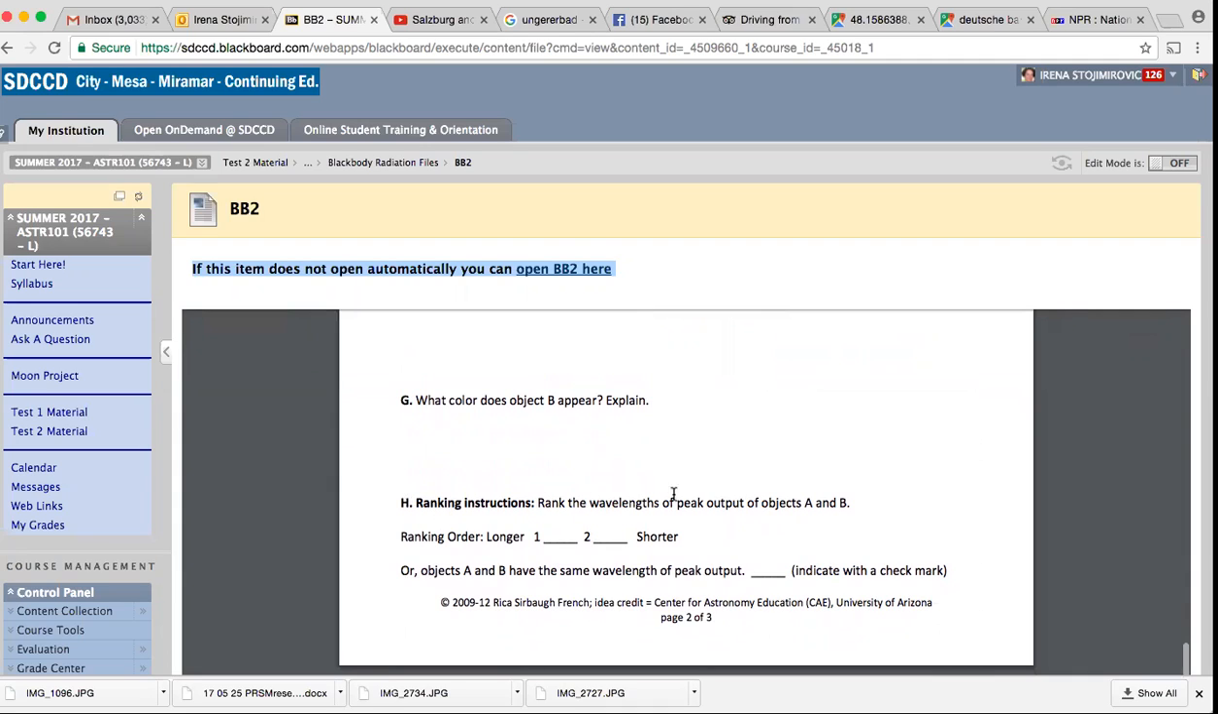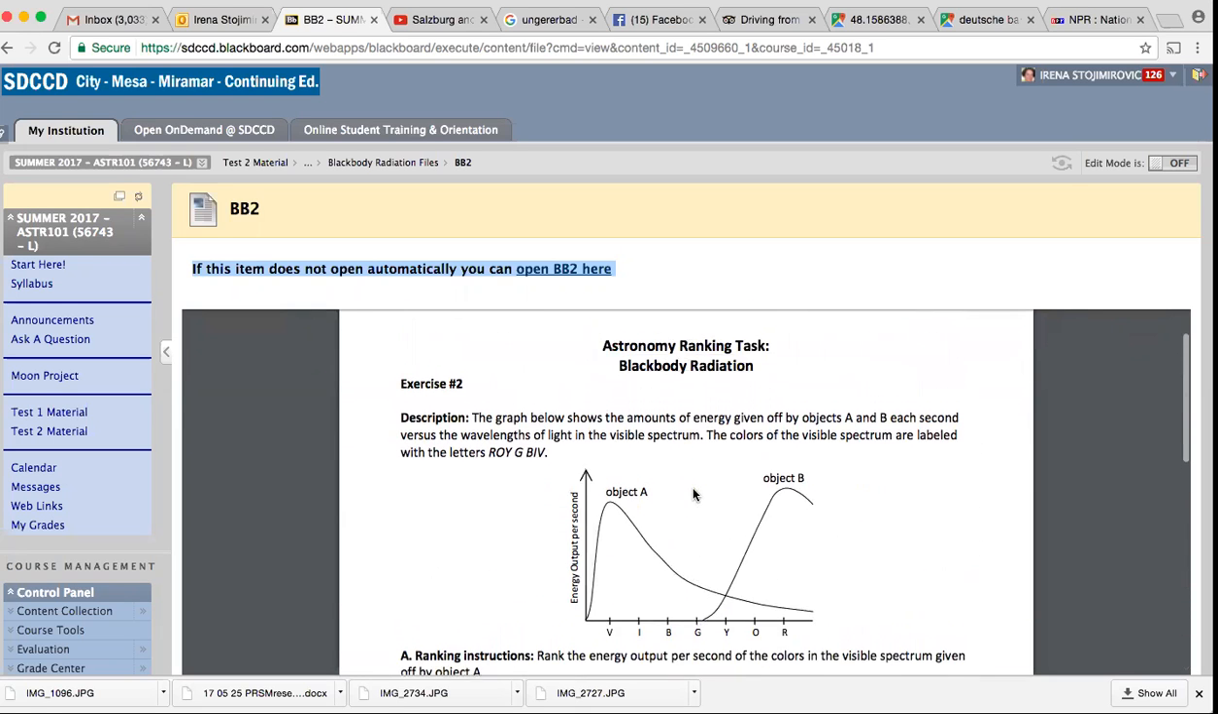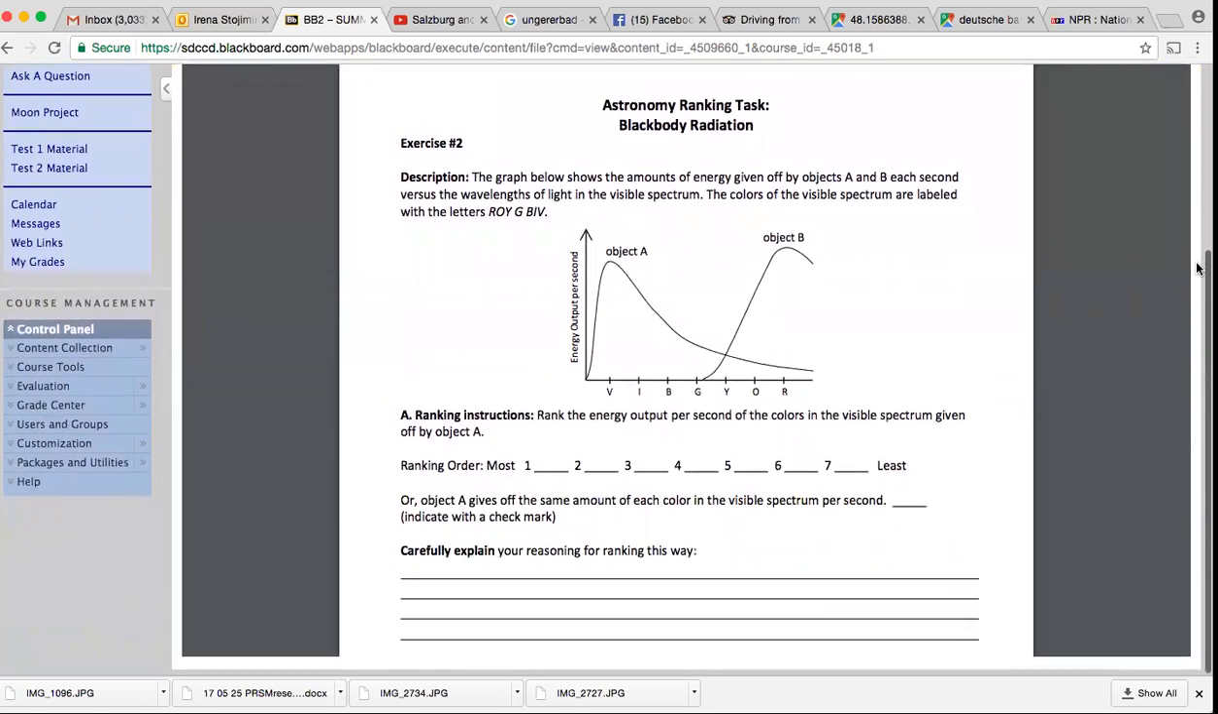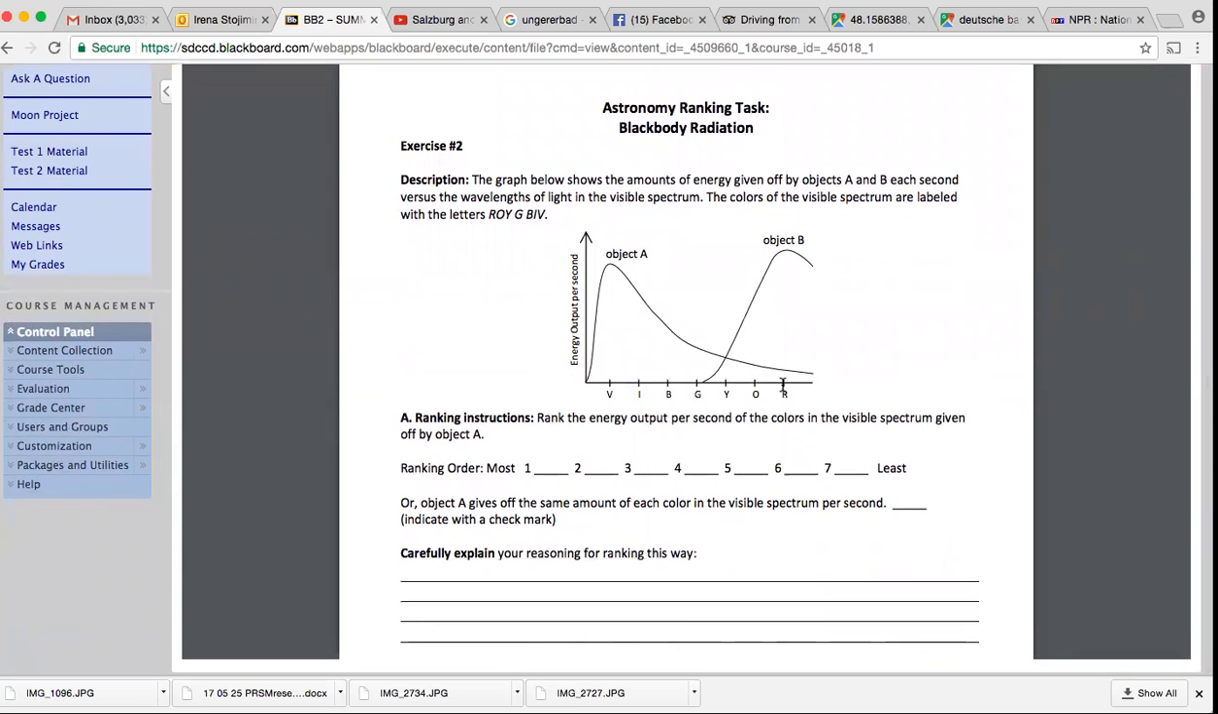So H, rank the wavelength of peak output of objects A and B. Which one peaks at longer wavelength? Let's go back to the picture. That would be object B, because it's showing more red light, which has longer wavelengths. Excellent. Usually students confuse this. When they look at this graph, they think this is the wavelength, but it's not. This is just the energy distribution, and you have the whole range of wavelengths on the x-axis. So object B gives most of the light at the red wavelength, which is longer than the violet wavelength of object A.